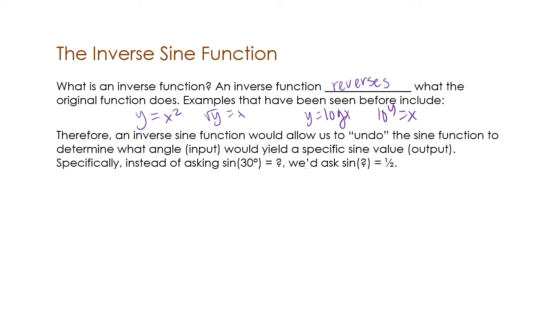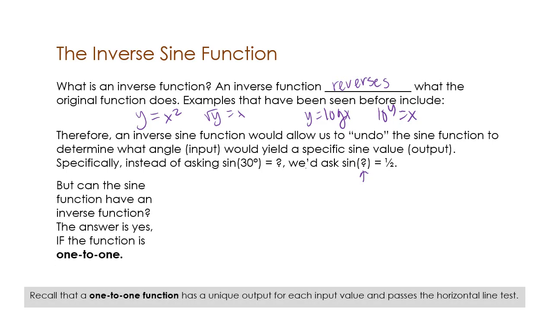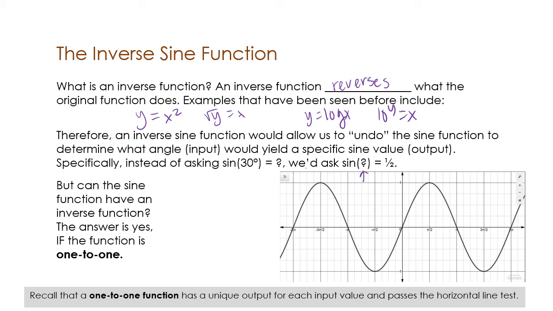Specifically, instead of asking the sine of 30 degrees equals what, instead we'd ask the sine of what equals 1/2. But can the sine function have an inverse function? The answer is yes, but remember we learned about inverse functions. Those only work if they're one-to-one functions. So one-to-one means it can pass the horizontal line test. If I look at the sine function, it doesn't.